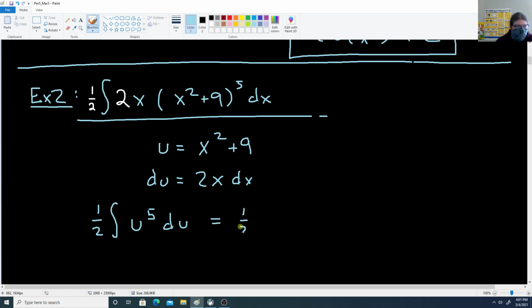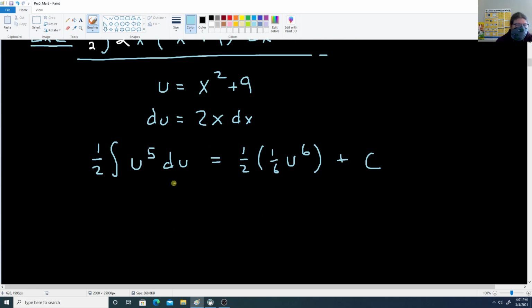So I have the 1/2. I'm going to take the antiderivative of u to the fifth, which will be 1/6 u to the sixth. And I need to put a plus c after it because I've taken the integral and it's an indefinite integral, so we have to put a plus constant. 1/2 times 1/6 is 1/12.